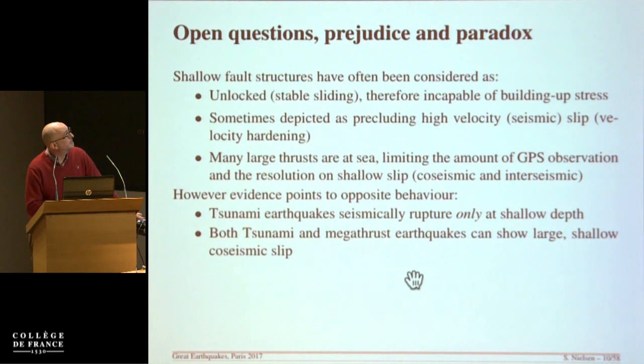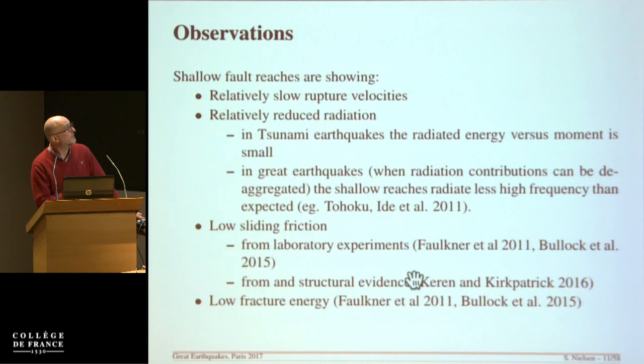So, open questions and prejudice and paradox, let's say: is it unlocked, stable sliding, and therefore incapable of building stress? Sometimes the shallow part of the fault is depicted as precluding high velocity slip because it's velocity hardening, which means the faster you slide, the more friction it generates, and so it slows down the rupture. There is, of course, growing evidence that points in the opposite behavior, that tsunami earthquakes occur only at shallow depth, and they show large shallow seismic slip.